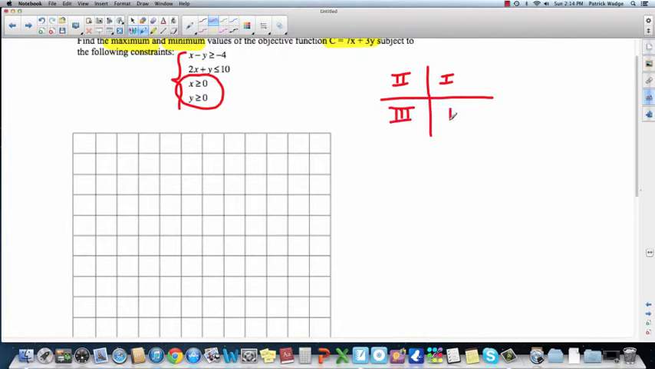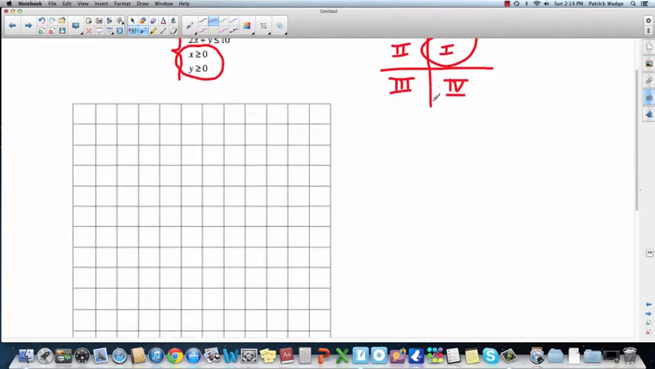Which quadrant or quadrants is it where x is greater than 0 and y is greater than 0? This one right here. You only need to worry about quadrant 1. In this case, it isn't always true, but it often is that you only have to worry about that first quadrant because you're going to be dealing with positive things.